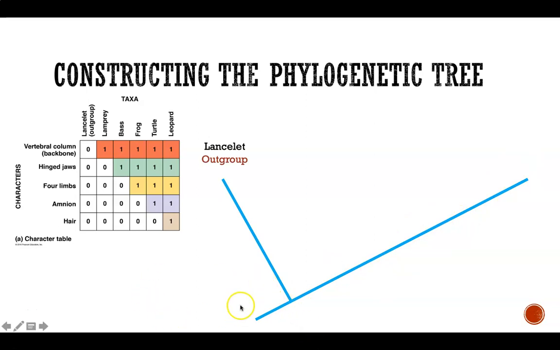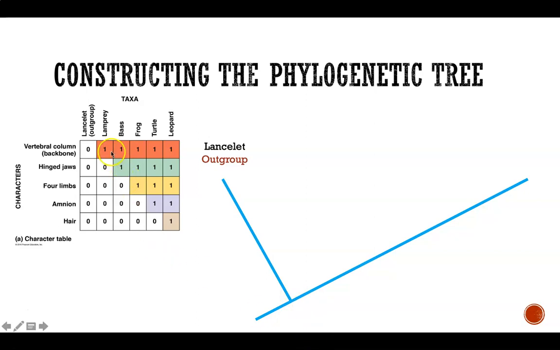The outgroup is going to share a common ancestor with everybody else on our tree, but it doesn't have any of the traits that we're looking at. So it does share some traits, just not the ones that we are interested in using for our phylogenetic tree.